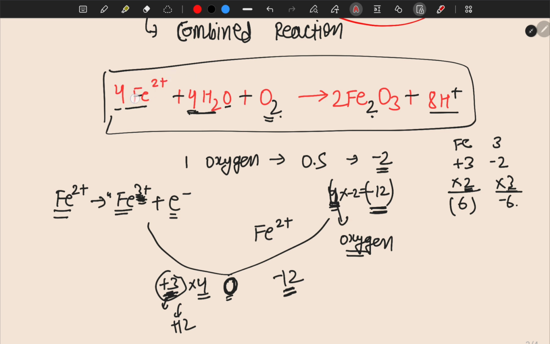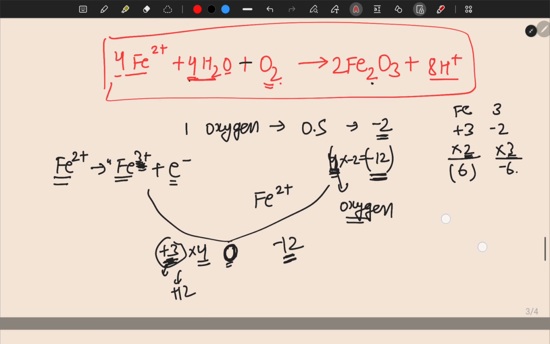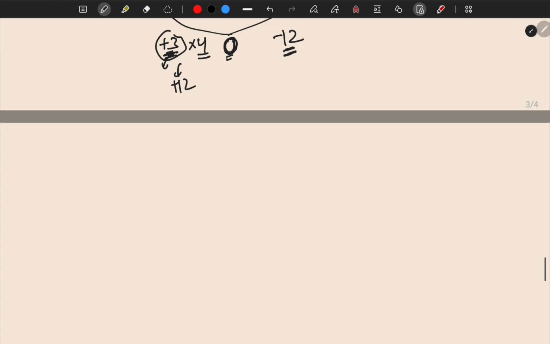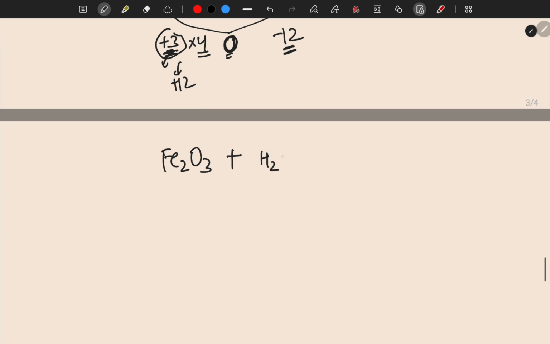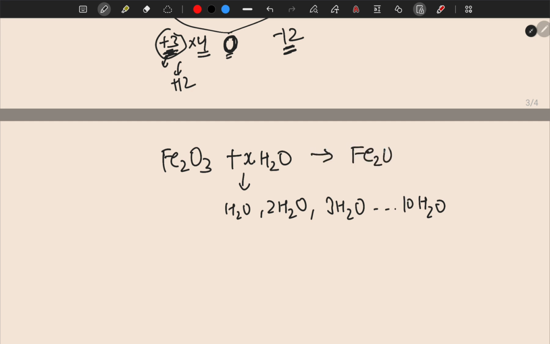So now you have got this compound called Fe2O3, but still it's not the rust that you see on your iron products. This Fe2O3 will again react with hydrogen oxide, meaning water, and I put X. X can be H2O, 2H2O, 3H2O, like that, nH2O. N can be anything, let's say 10 or something like this. And they make a compound called Fe2O3·xH2O.